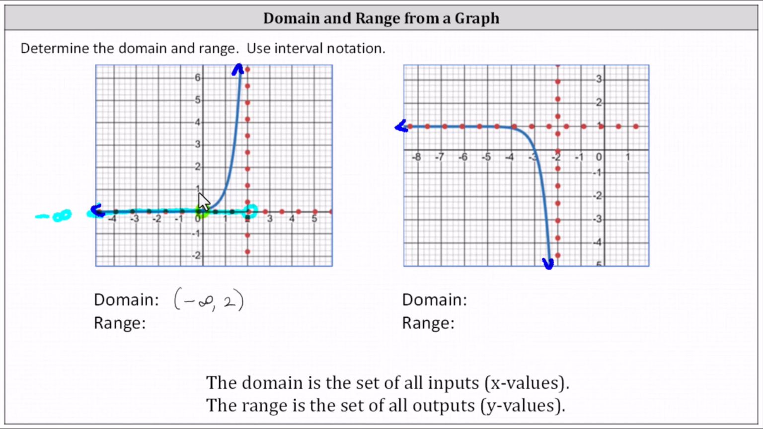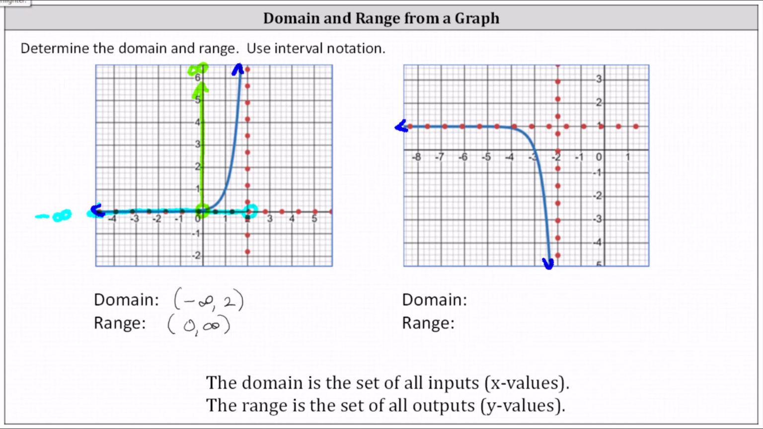And then, of course, here we can see the graph goes up indefinitely, and y approaches positive infinity. This indicates the range is the open interval from 0 to infinity. And now let's look at the second graph.